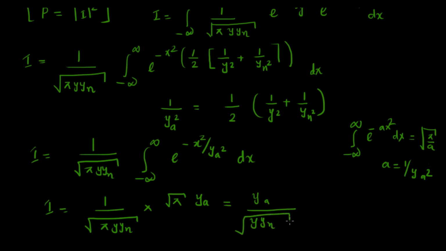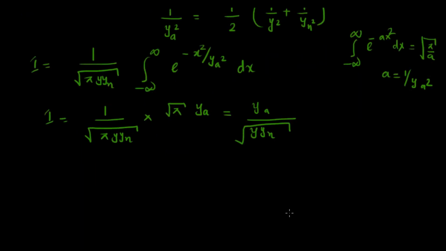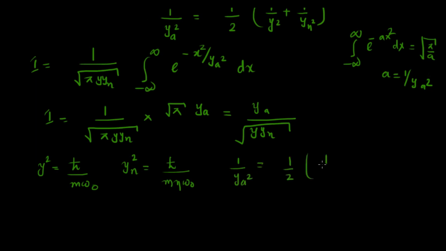Okay, so now we need to write ya in terms of the frequency, or eta, and everything. I'm going to rewrite what y squared is. Y squared is h bar divided by m omega naught, and yn squared is h bar divided by m eta omega naught. Okay, and also 1 by ya squared is 1 by 2 times 1 over y squared plus 1 over yn squared, right?